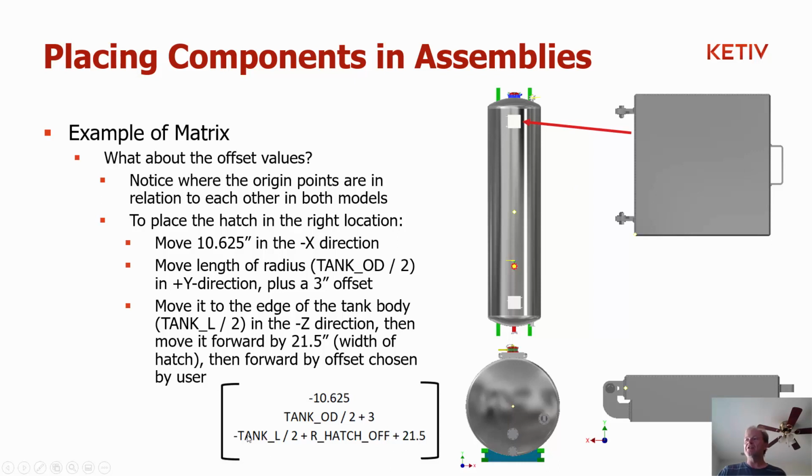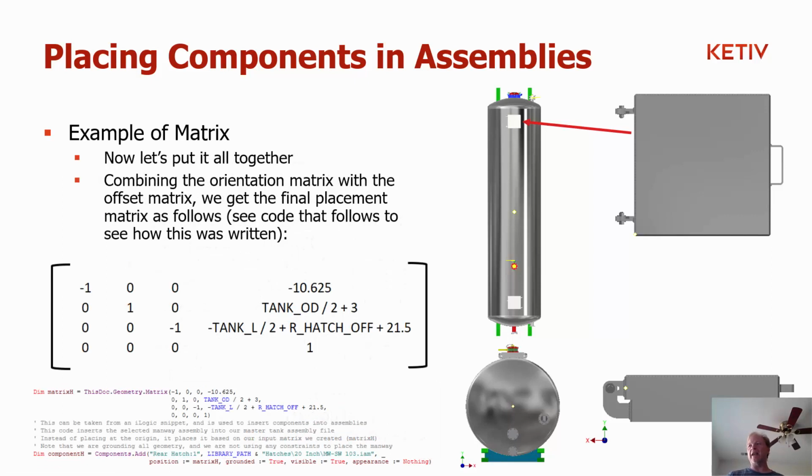So this formula right here, regardless of how long our tank is, regardless of whatever offset value the user selects on where exactly they want to place that hatch, is always going to come in at the right location where we want it to be. If I only had to have a point, this would basically be my point. But because we needed to rotate 180 degrees, I need an entire matrix. You can see here is my rotation matrix. Right here are the actual offset values that I need.